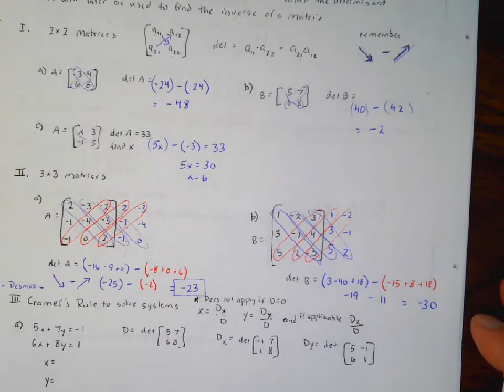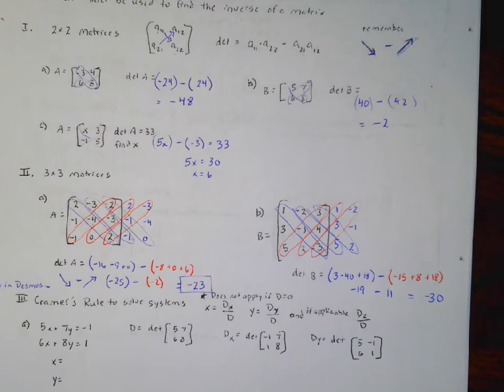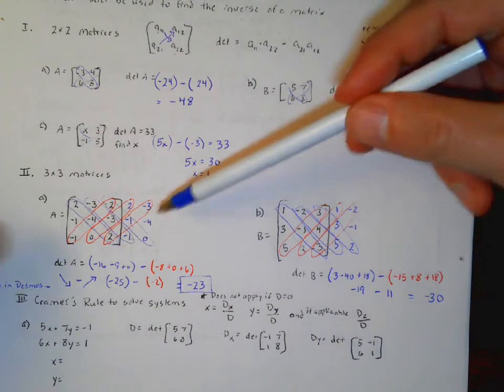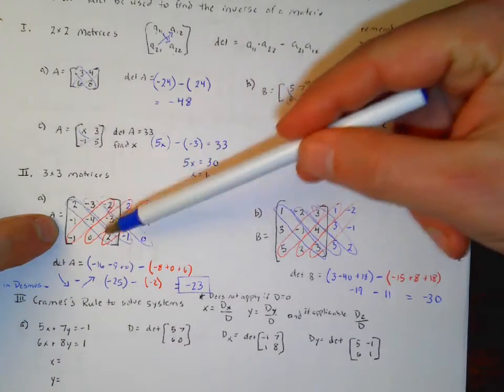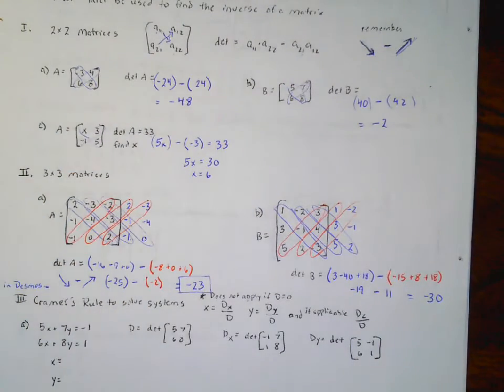Now, I will also show you in another video how to do this on Desmos. All you have to do is put this matrix into Desmos and hit determinant of matrix A. Real simple. But I'm going to want you to show me the work as well.